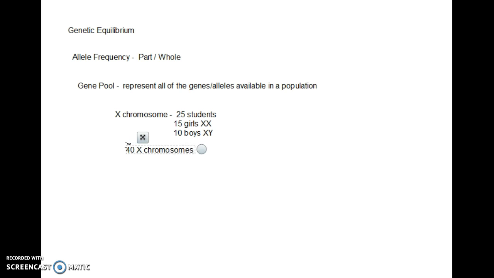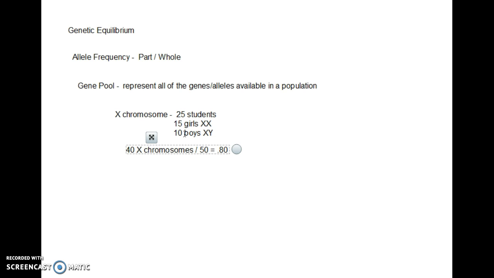But what is our whole number? That's the total number of sex chromosomes within the population. Given that we have 15 girls and 10 boys, each of them brings to the table 2, so that's a total of 25 students in the classroom times 2, which is 50. So our frequency of X chromosomes would be 40 divided by 50, which is 80%, but in this equation we're going to put it into decimal form, or 0.80.